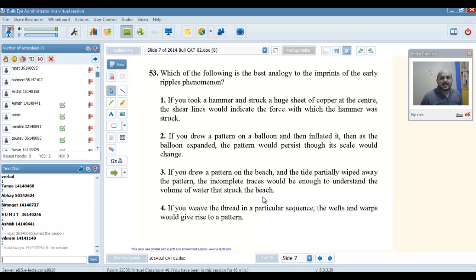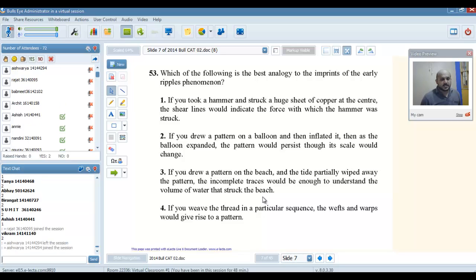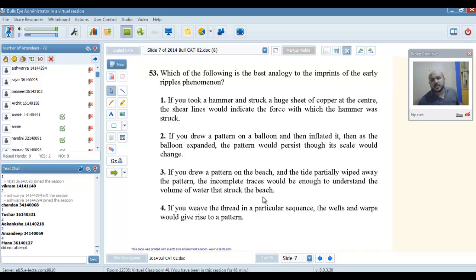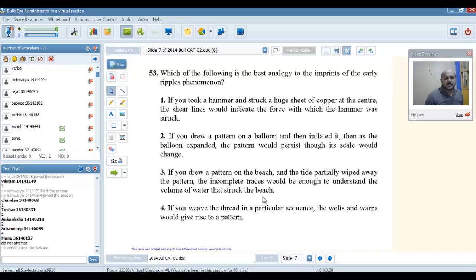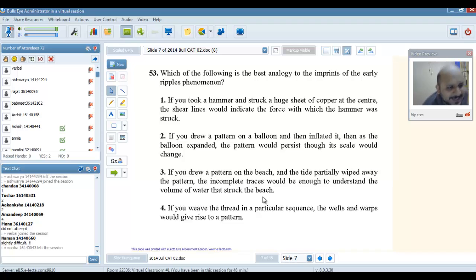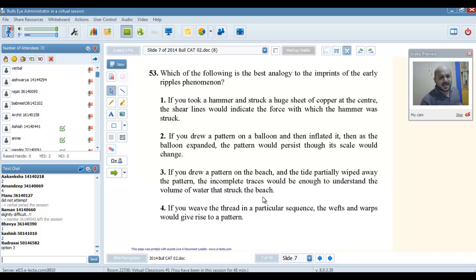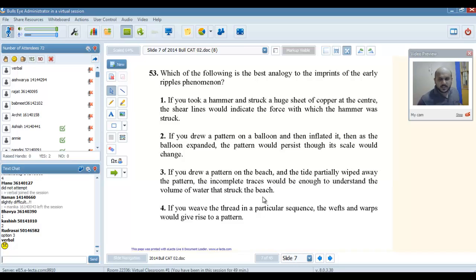This is a slightly difficult question. The first thing that you need to understand for this question is, when he says which one of the following is the best analogy to the imprints of the early ripples phenomena, what exactly is the ripples phenomena? What does he mean by the ripples phenomena? I'll just read the lines of the passage again quickly, where he talks about the ripple phenomena.